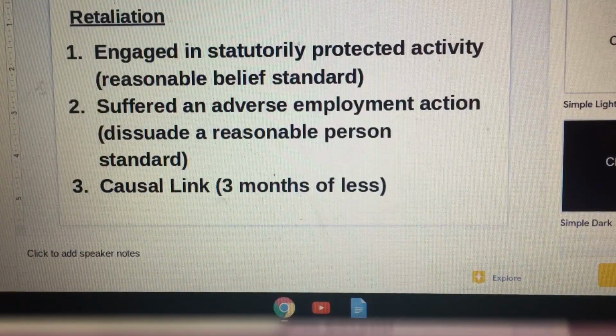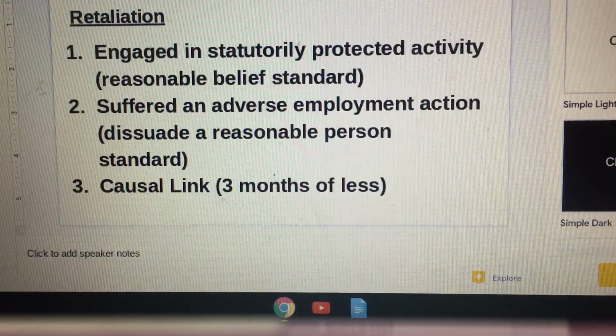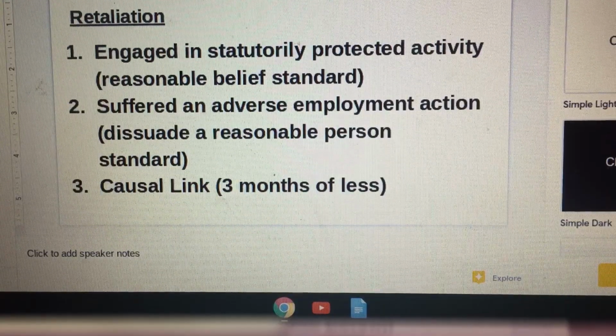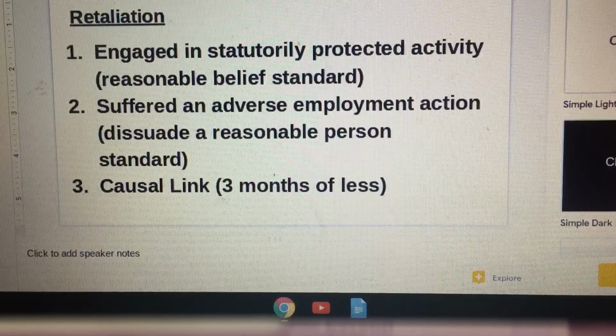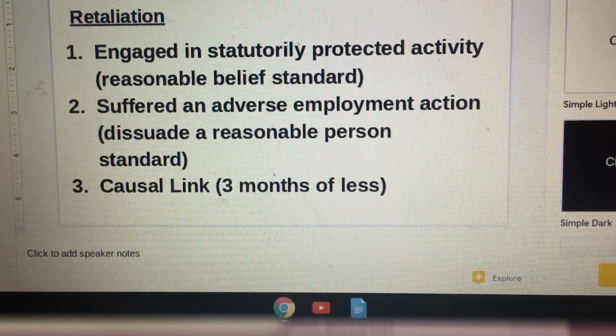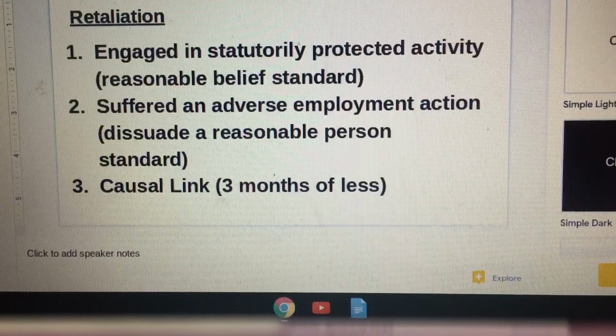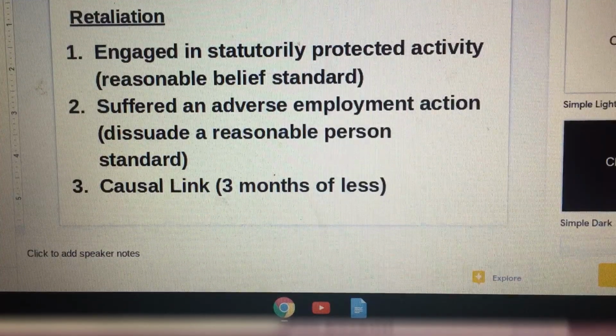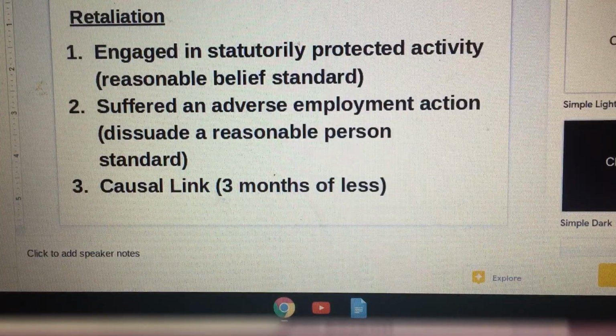Okay, number one is that you engaged in statutorily protected activity. And the standard for determining whether or not you did that is that you had a reasonable belief that something wrong was going on and you said something about it. That's the first part, basically.